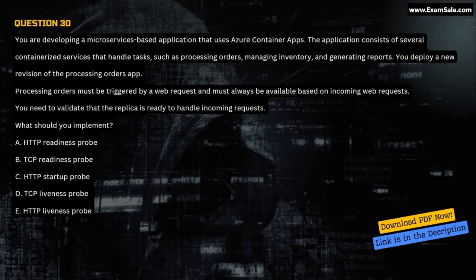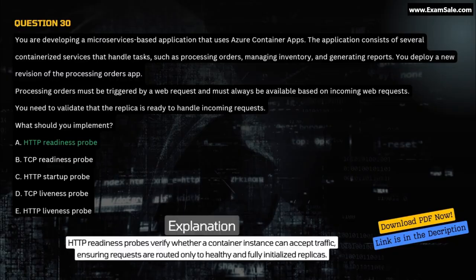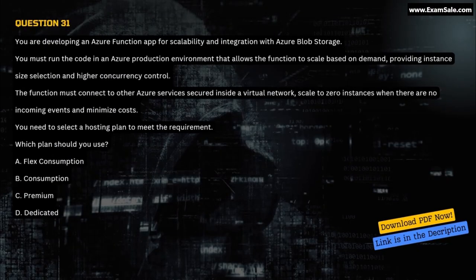Correct answer A. HTTP Readiness Probe. Explanation: HTTP readiness probes verify whether a container instance can accept traffic, ensuring requests are routed only to healthy and fully initialized replicas. Question 31. You are developing an Azure Function app for scalability and integration with Azure Blob Storage.